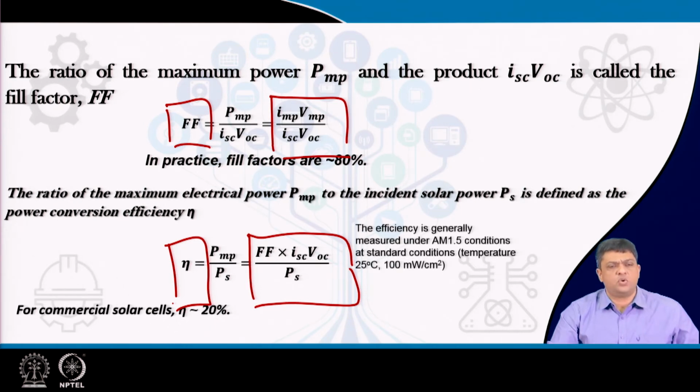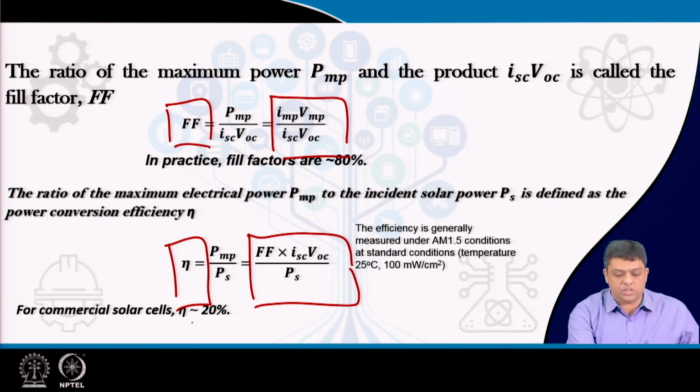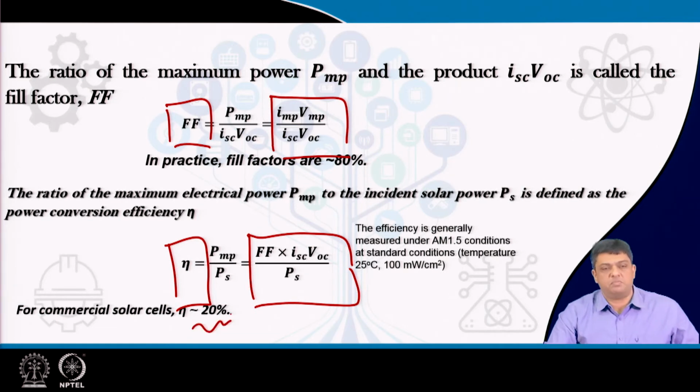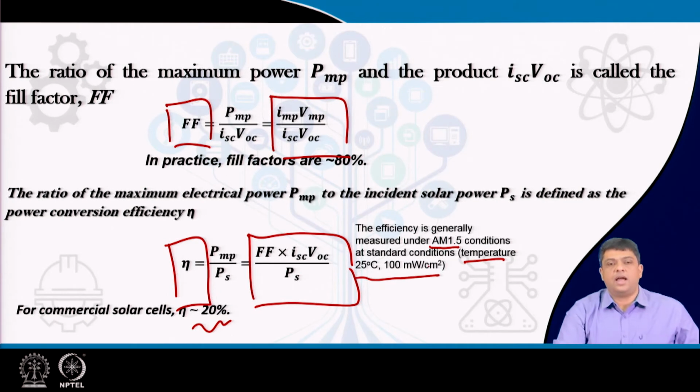For commercial solar cells which are available in the market, the efficiencies are approximately 20% plus minus, and generally the efficiencies which are reported are under the conditions of AM 1.5 and temperature of 25 degrees and power of 100 milliwatt per centimeter square.